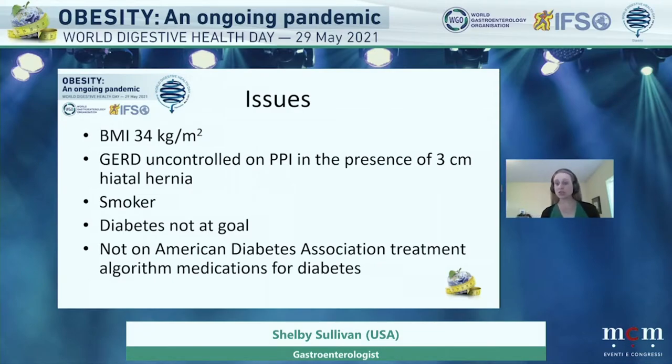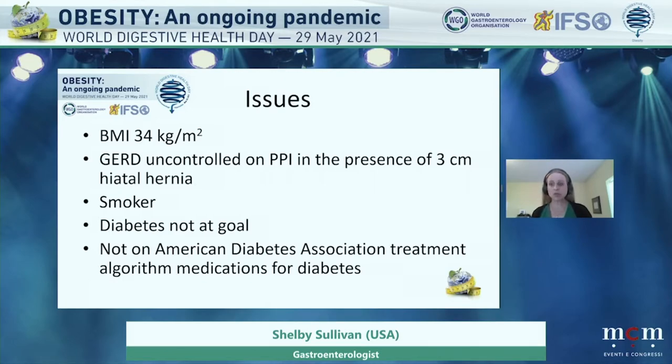So there are several issues with the patient that was presented today in this section, and that includes the BMI of the patient. She has a BMI of 34, which in the United States would preclude her from getting insurance coverage from many insurance carriers for a bariatric surgical procedure. The next issue with this patient is that she has GERD that's uncontrolled on a PPI, and she also has a significant hiatal hernia of 3 centimeters. This also affects what kind of therapies we would be willing to do and what kind of surgeries we'd be willing to do for this patient.